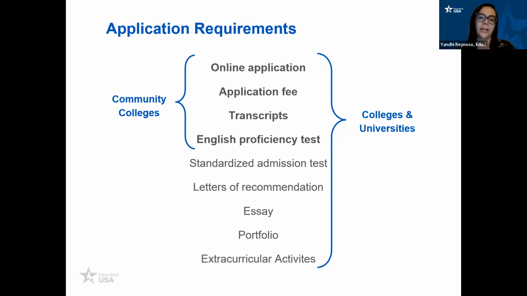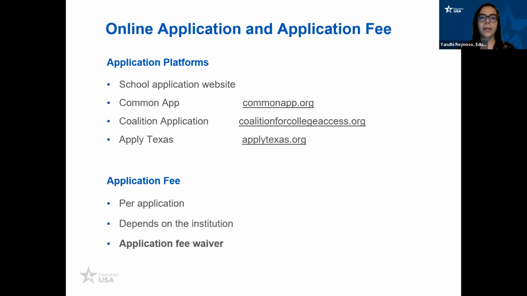And that's it. And if you're interested in submitting an application to a university, then those 4, and also you need to submit standardized admission tests, letters of recommendation, a bunch of essays. If you're interested in an art or design program or area of study, then you probably need to also submit a portfolio and also proof of your extracurricular activities. So now let's talk about each of them.